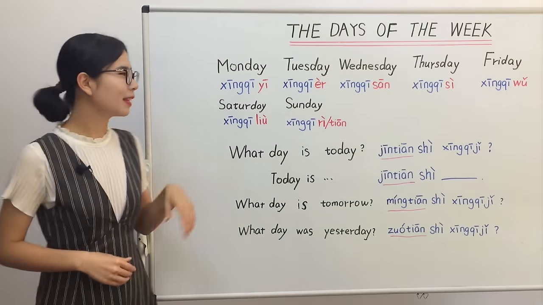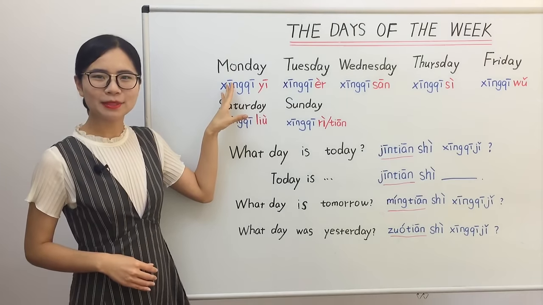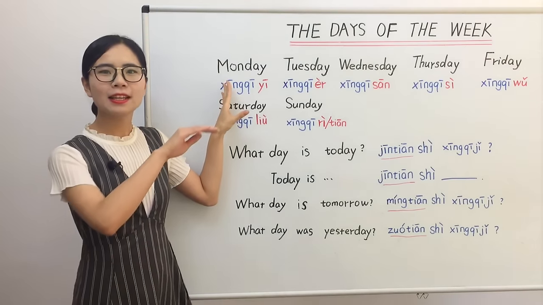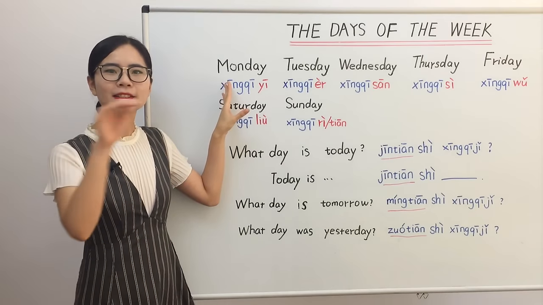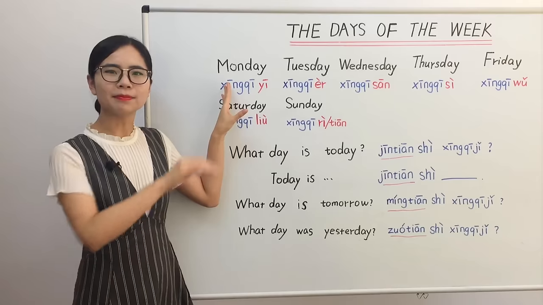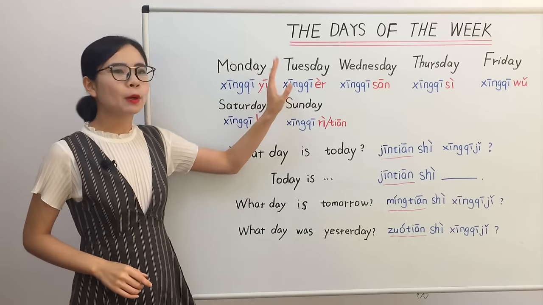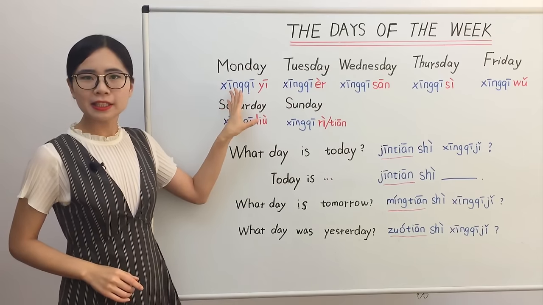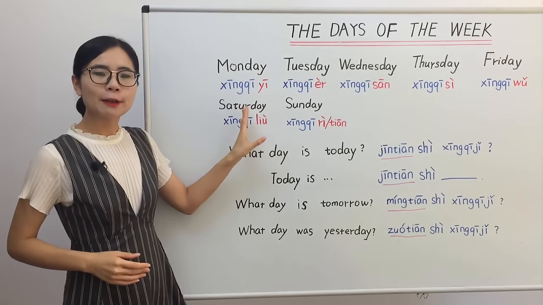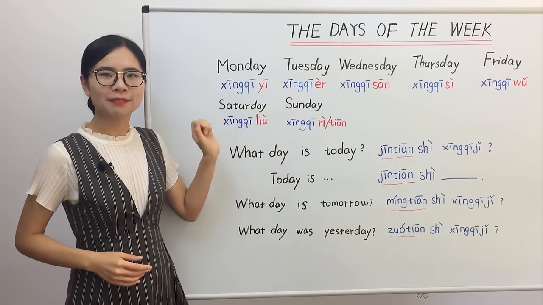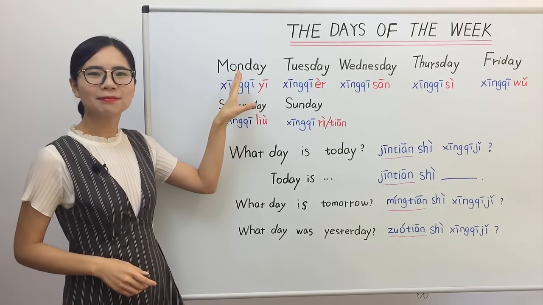Okay, let's begin. The word 星期 means week. Please repeat after me. 星期. Each day of the week starts with 星期 and is followed by a number from 1 to 6 for Monday through Saturday. Note that the first day of the week is Monday.